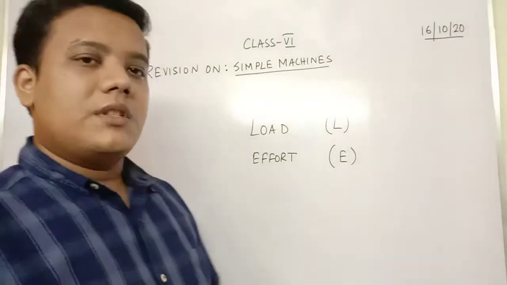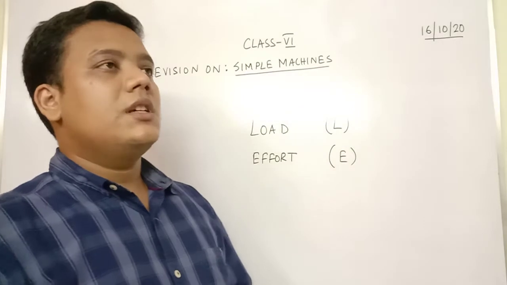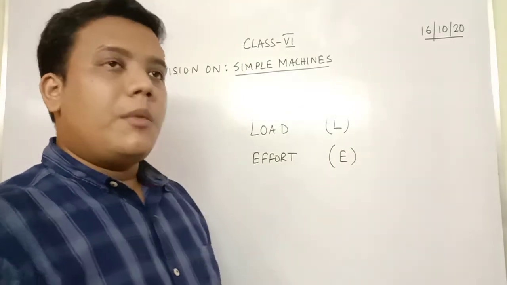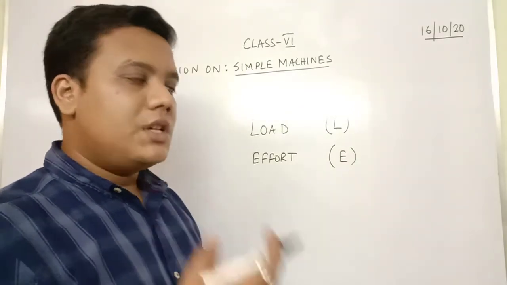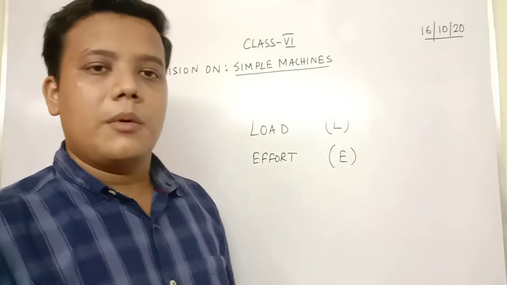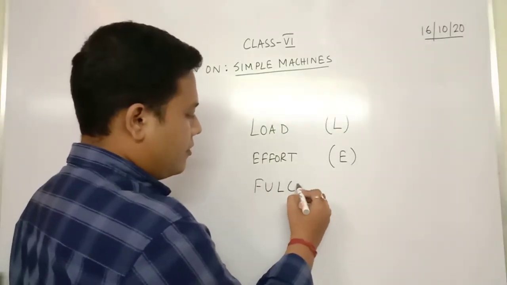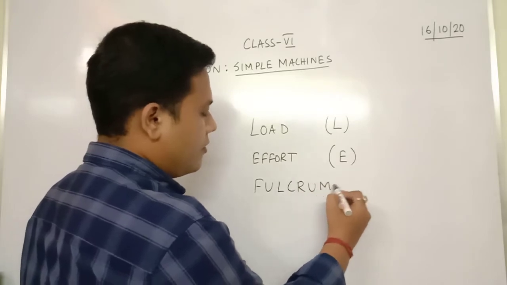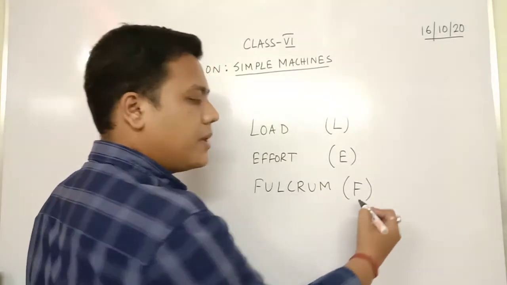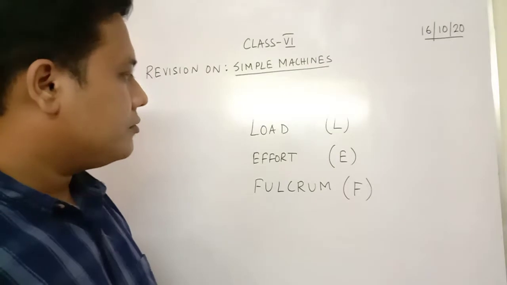And the next term is the fulcrum. Fulcrum is a point about which the machine can turn about its axis, which is denoted by the letter F.